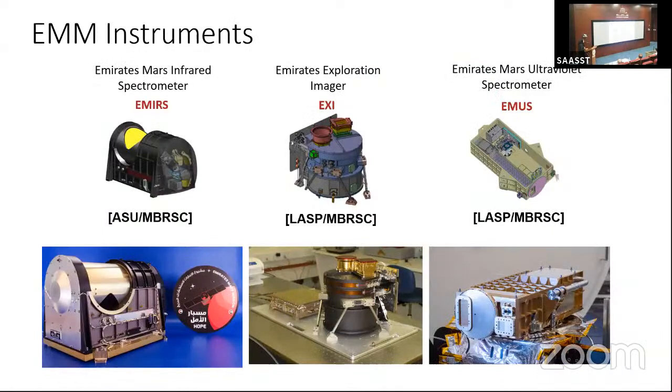We have three instruments on the HOPE probe. We have EMIRS, which is the Emirates Mars Infrared Spectrometer, EXI, which is the Emirates Exploration Imager, and EMUS, which is the Emirates Mars Ultraviolet Spectrometer. As mentioned by Francois earlier, we have the imager and we also have spectrometers that are going to be giving us the spectral ranges of what we're looking at.